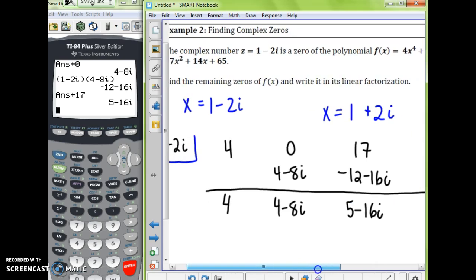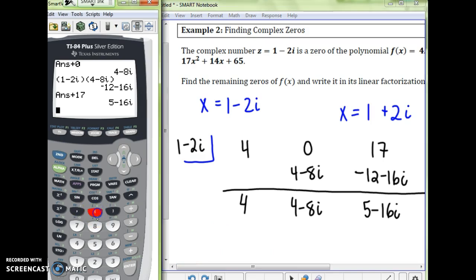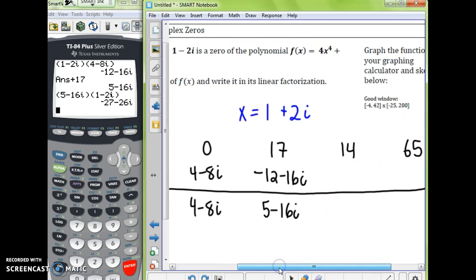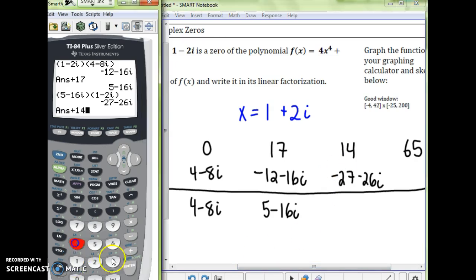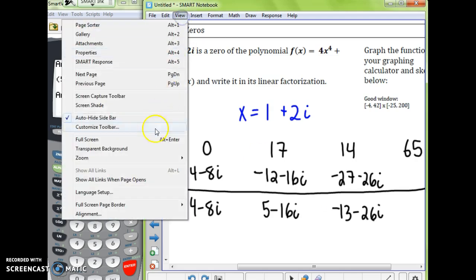So now I need 5 minus 16i times 1 minus 2i. So 5 minus 16i times 1 minus 2i. And that answer is negative 27 minus 26i. I need to add 14 to that. Remember, this is synthetic division, which gives me negative 13 minus 26i. We're going to multiply that back by that known 0.